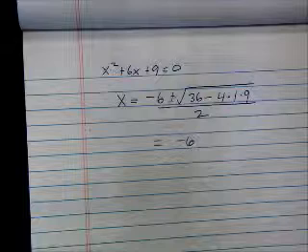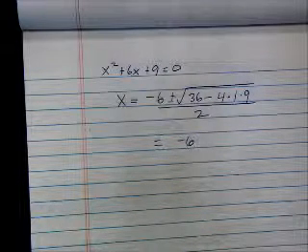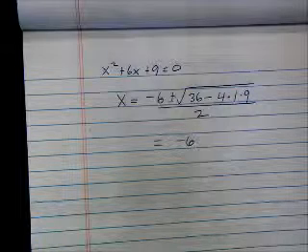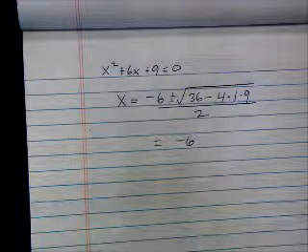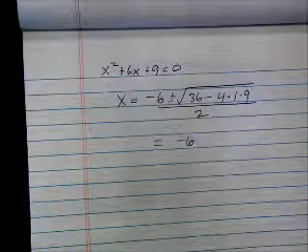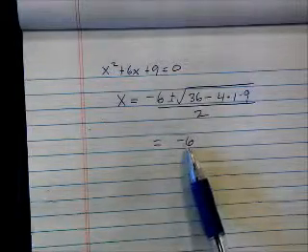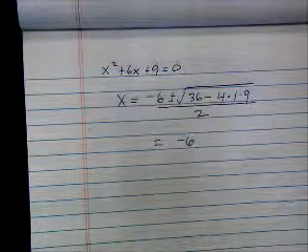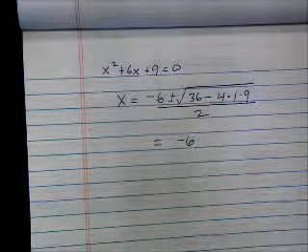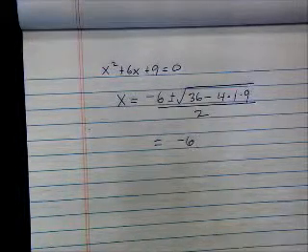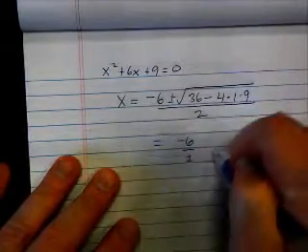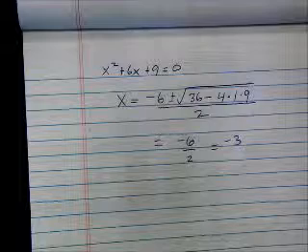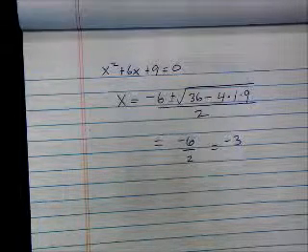What happens when I do my 36 minus 4 times 1 times 9? I get 0. What's the square root of 0? Yeah, it wasn't a trick question. Square root of 0 is 0. That's correct. So I have negative 6, plus and minus 0. How much is negative 6 plus or minus 0? It's just going to be negative 6, isn't it? It doesn't matter if I add or subtract 0. Divided by 2. So my answer would be negative 3. So there's one of the weird cases where a quadratic equation only gives you one answer.